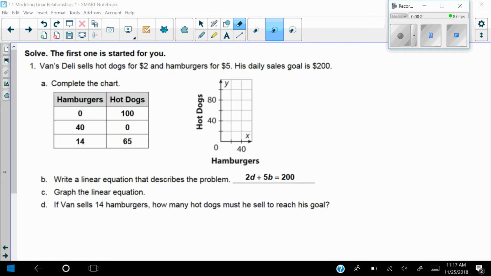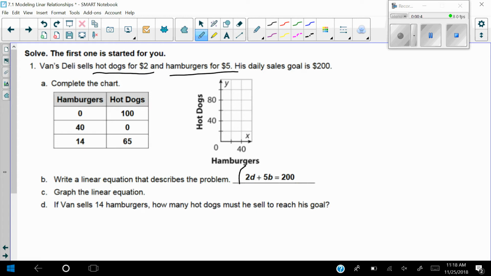So in this example, Vance Daily sells hot dogs for $2 and hamburgers for $5. His daily goal is to get $200. So he wants his hot dogs that he sells for $2 and his hamburgers that he sells for $5 to add up to equal 200. So to write that equation, you'll do 2 times every hot dog, and then you'll do 5 times every burger, and it'll have to add up to equal 200. So that's the first step. We've got the equation already laid out here.